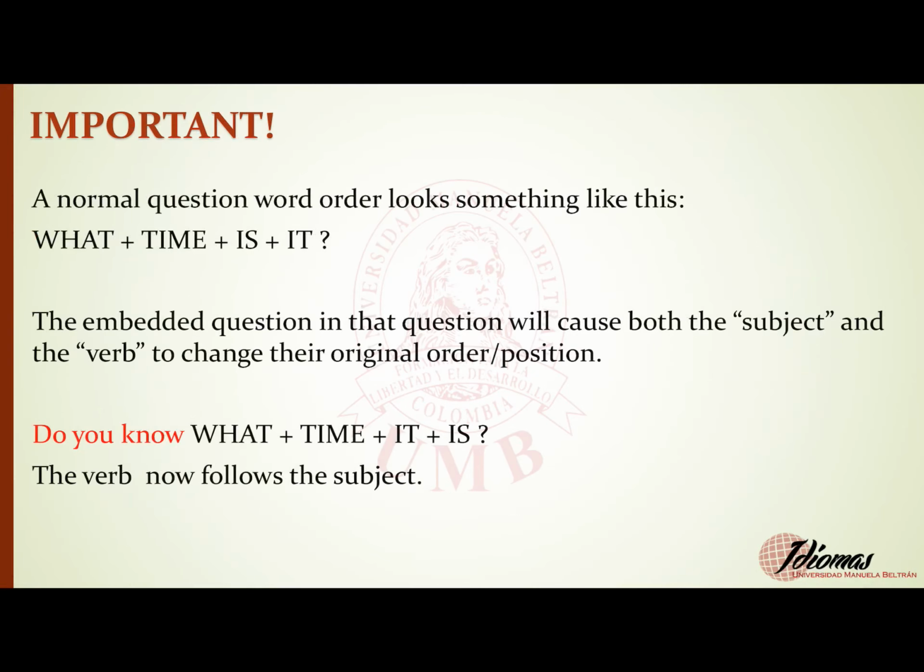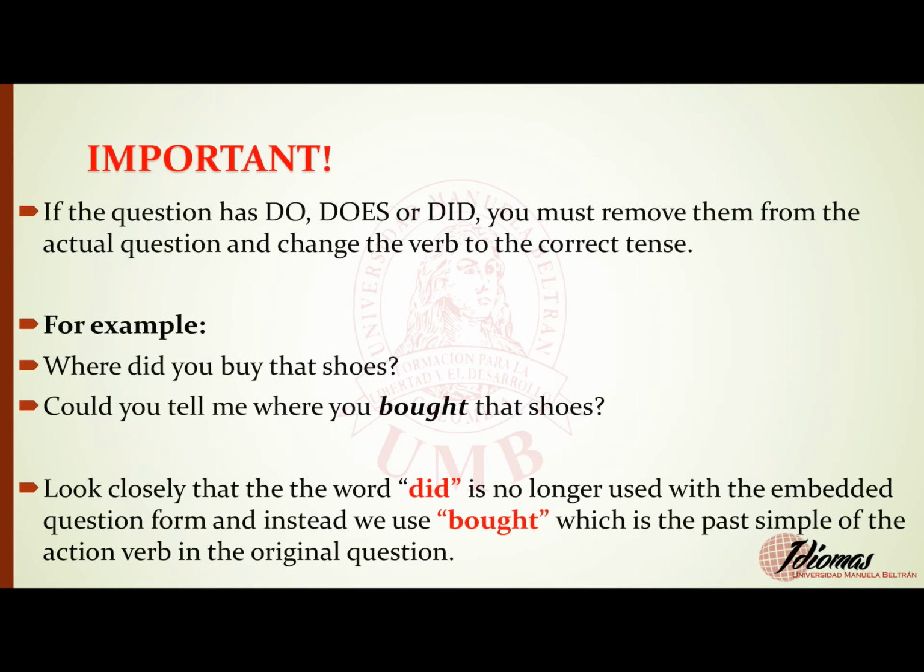Okay, important. A normal question word order looks something like this. What time is it? If you notice, the verb to be is before the subject. ¿Qué hora es? What time is it? The embedded question will cause both the subject and the verb to change their original position. Look carefully. Again, as I said earlier, the verb to be will now be at the end of the sentence. The verb will follow the subject.